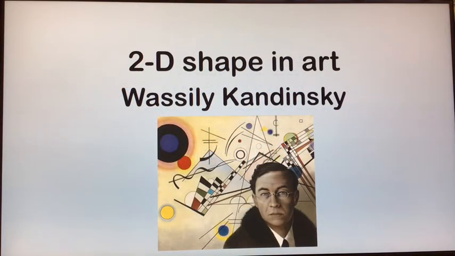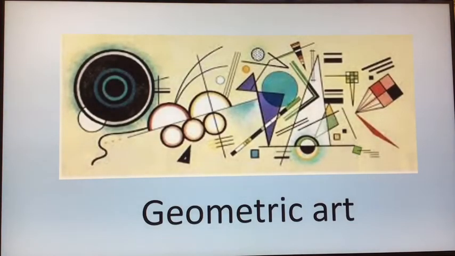Slightly different maths today. We're going to be having a look at 2D shape in art. And this artist here, Wassily Kandinsky, was known for his geometric style of art. Now, geometric art is art that has mathematical shapes in it.